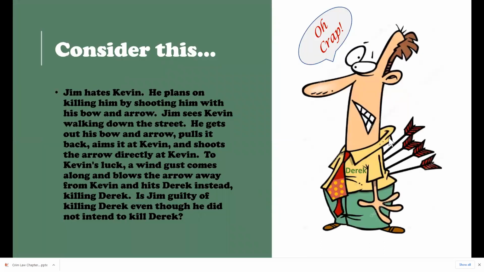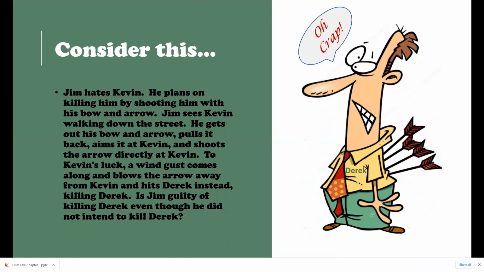Now let's take this example. Jim hates Kevin. He plans on killing him by shooting him with his bow and arrow. Jim sees Kevin walking down the street. He gets out his bow and arrow, pulls it back, aims it at Kevin, and shoots the arrow directly at Kevin. Luckily for Kevin, there was a strong wind gust, and that wind blew the arrows away from Kevin and hit Derek instead and killed Derek.